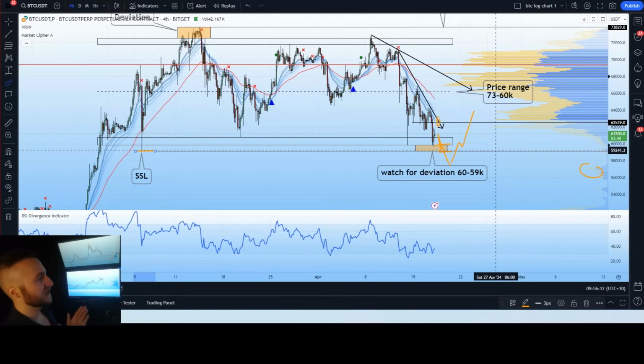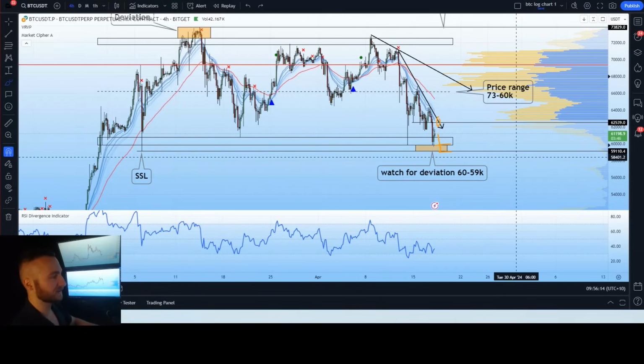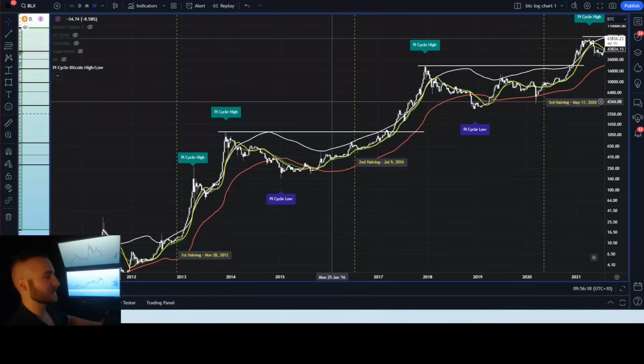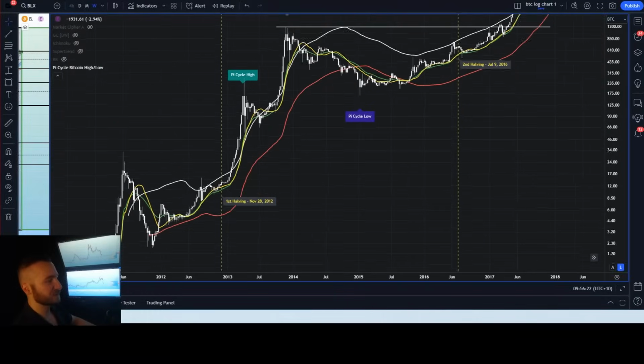Okay, let's go ahead, guys, and move on to the macro price action. Like we've said many times in today's video already, we do have the halving event coming up. Now, historically, the halving event has actually been a non-event. We haven't really seen much reaction at the halving event.